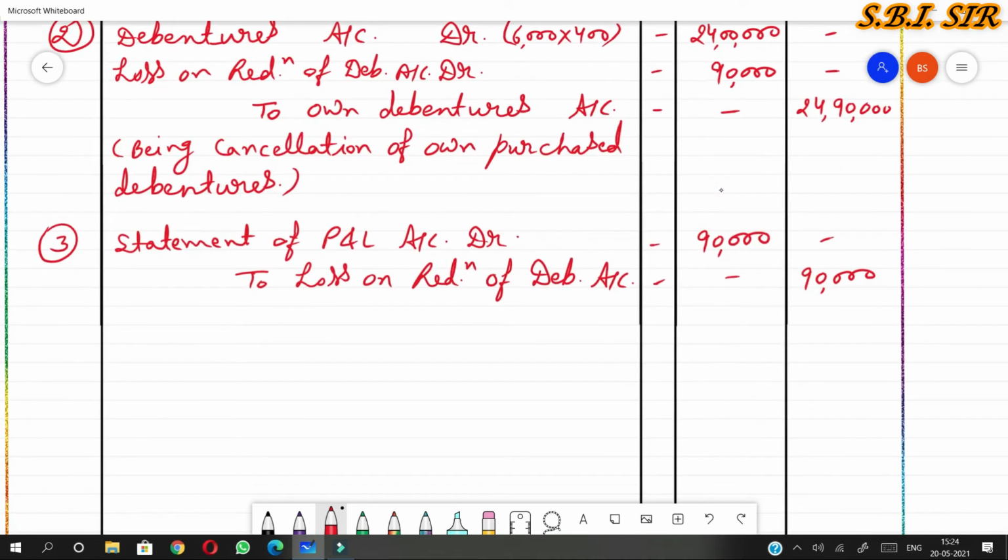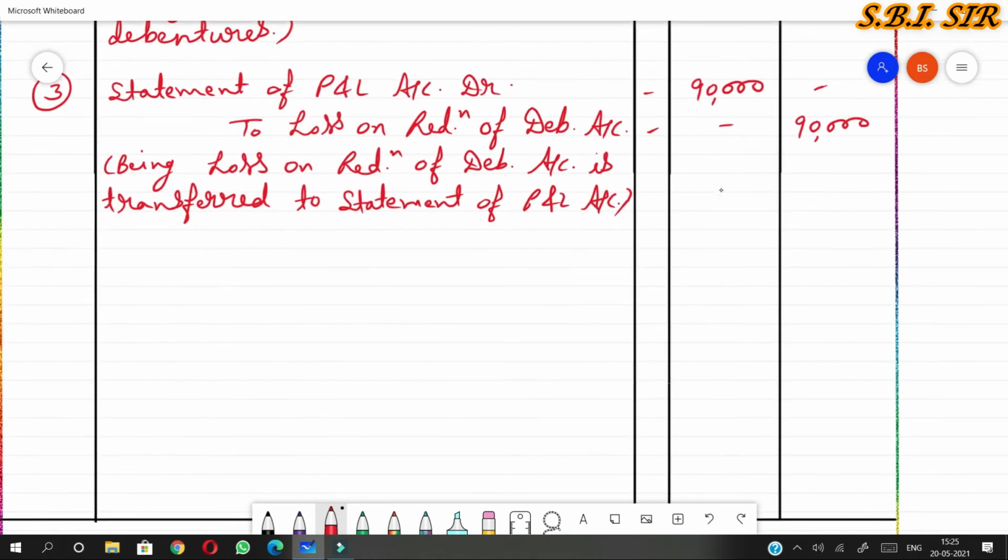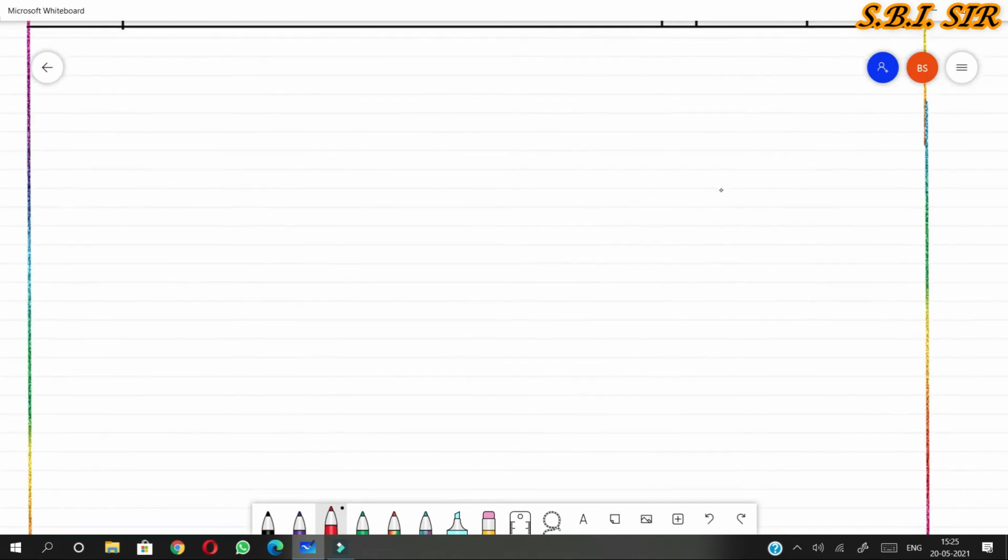Then narration, being loss on redemption of debenture account is transferred to statement of P&L account. Then students, here it is not necessary to make the total.